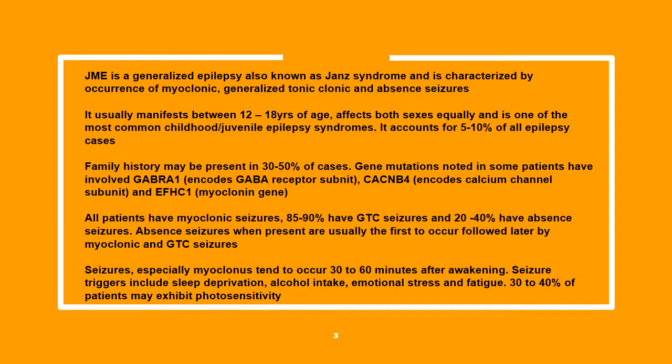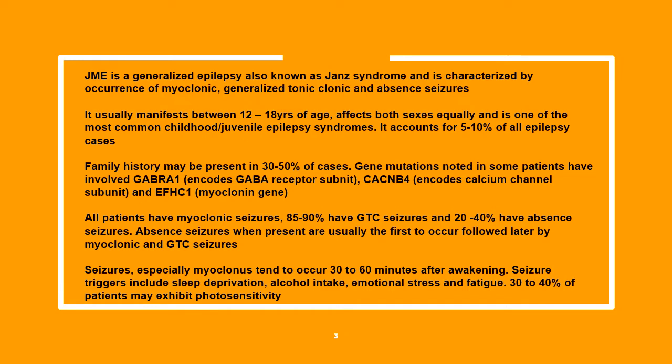JME is a generalized epilepsy, also known as Janz syndrome, and is characterized by occurrence of myoclonic, generalized tonic-clonic, and absence seizures. It usually manifests between 12 to 18 years of age, affects both sexes equally, and is one of the most common childhood/juvenile epilepsy syndromes. It accounts for 5 to 10% of all epilepsy cases. Family history may be present in 30 to 50% of cases.